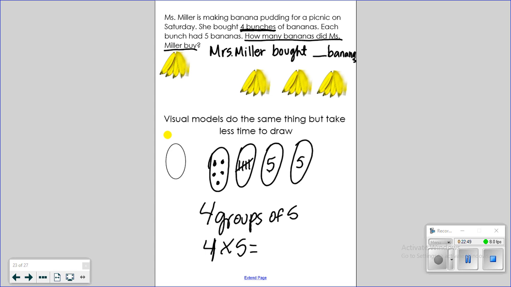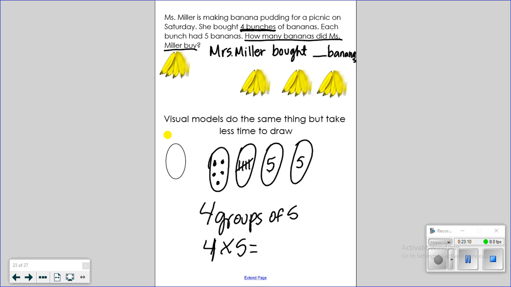Is there another equation I can do? Brayden? That's not an equation. Is there another equation I can do? Show me. I did. 4 times 5. I got that equation. Is there another equation I can do?